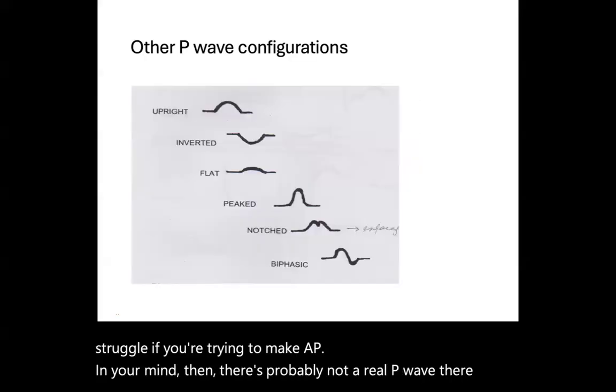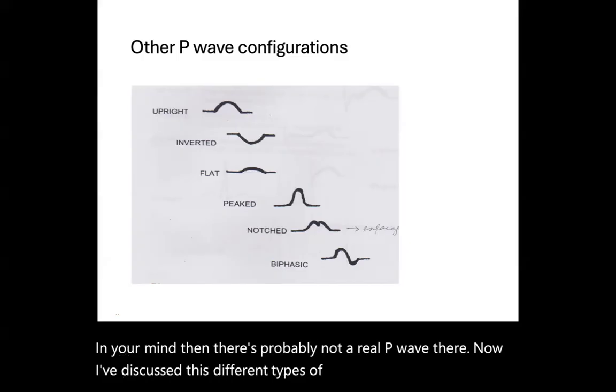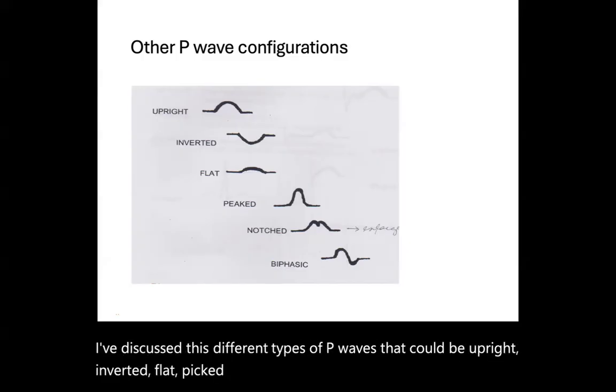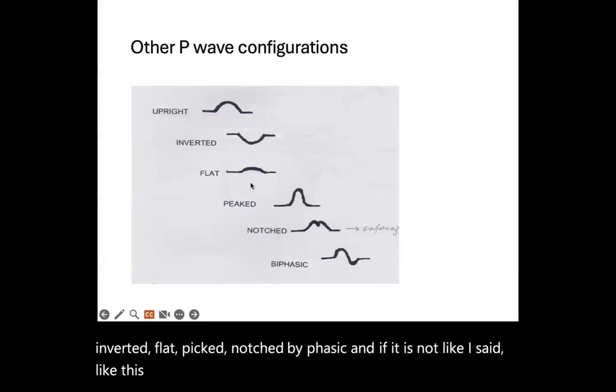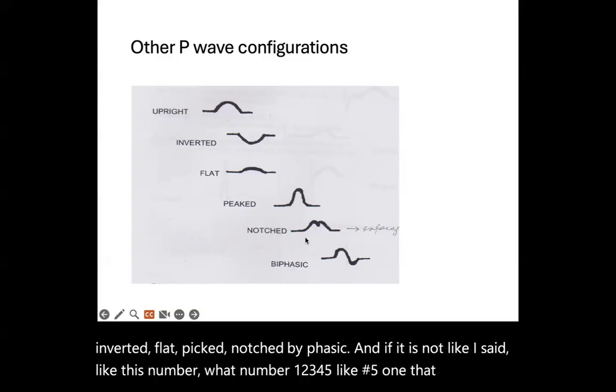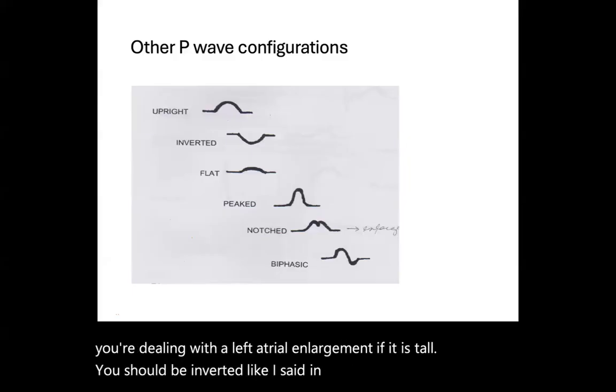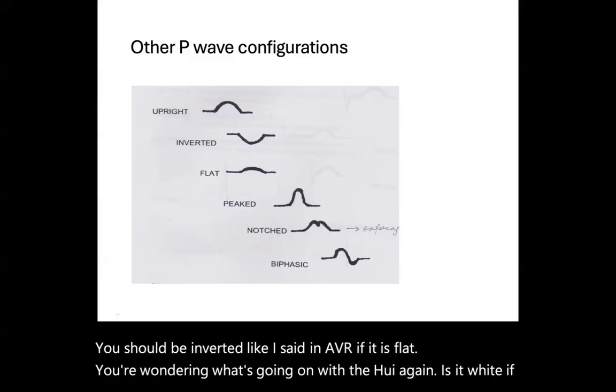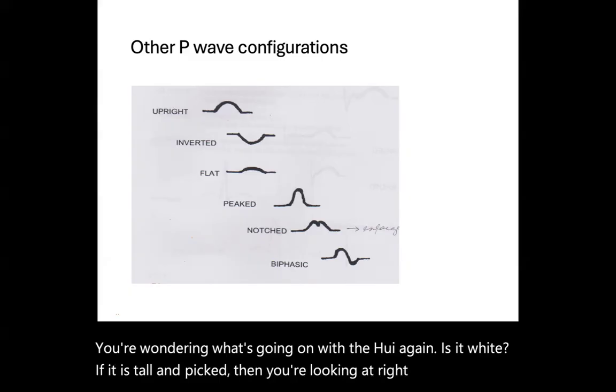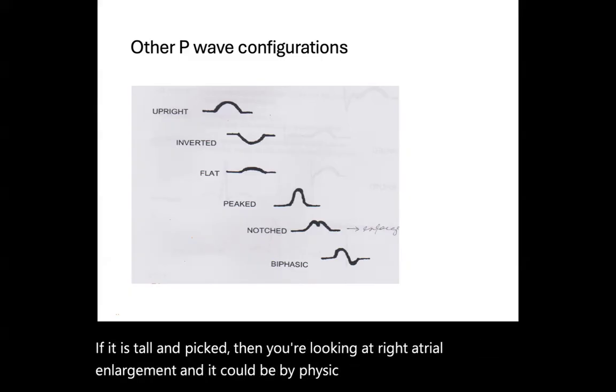Now, I've discussed these different types of P waves. It could be upright, inverted, flat, peaked, notched, biphasic. And if it is notched, like this, number 1, 2, 3, 4, 5, like number 5, that means you're dealing with a left atrial enlargement. If it is tall, it should be inverted, like I said, in AVR. If it is flat, you're wondering what's going on with the atria again. Is it wide? If it is tall and peaked, then you're looking at right atrial enlargement. And it could be biphasic, in which case you're looking at, again, an atrial pathology.